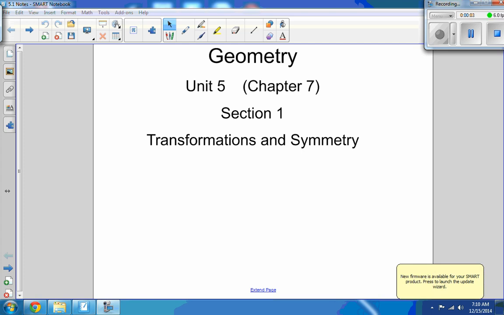Geometry, Unit 5, Chapter 7, Section 1, Transformations and Symmetry.